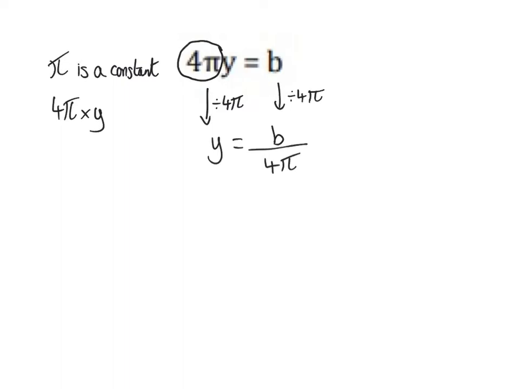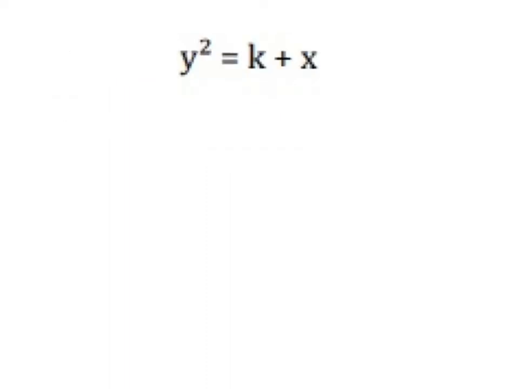So please don't be put off by when they introduce pi. You need to think of it as a constant, which in realistic terms means we treat it the same as if it was a number. So we can divide by 4 pi, and therefore we end up with a solution y is equal to b divided by 4 pi for this example.